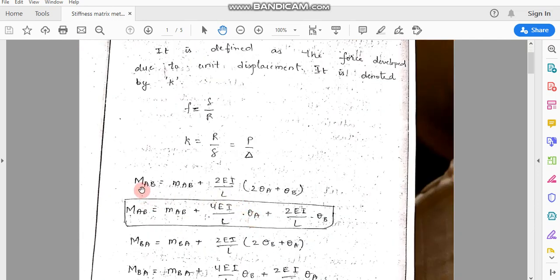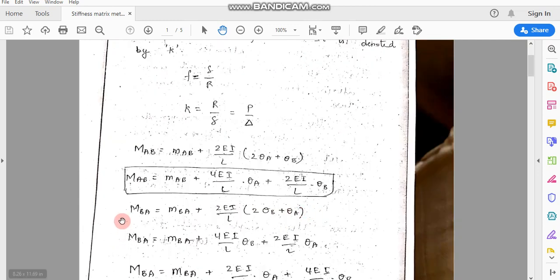This is moment MAB equal to MFAB or small mAB plus 2EI by L into (2 theta A plus theta B). This is our slope deflection equation. We all know this one, isn't it? If you open the bracket, MAB equals small mAB plus 4EI by L into theta A plus 2EI by L into theta B. I have multiplied and opened the bracket.